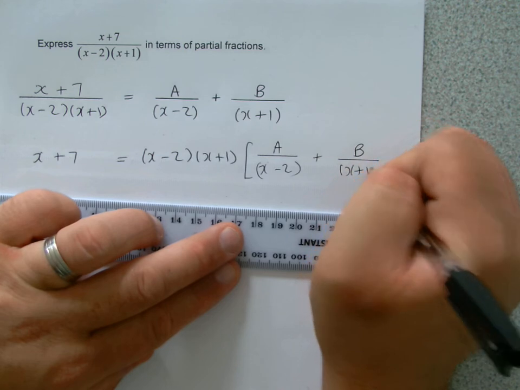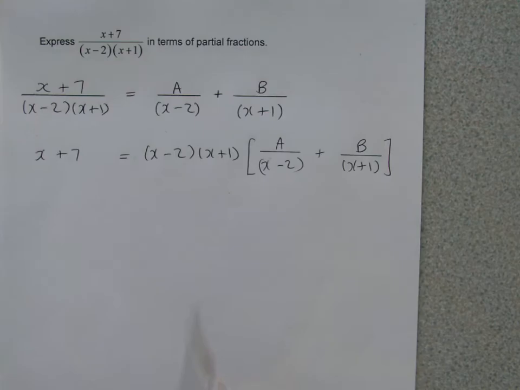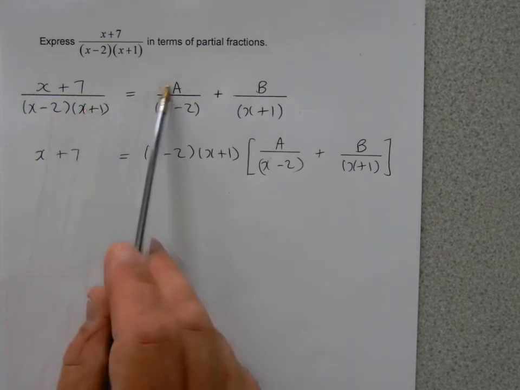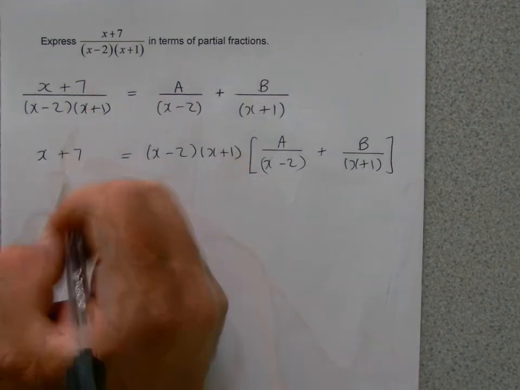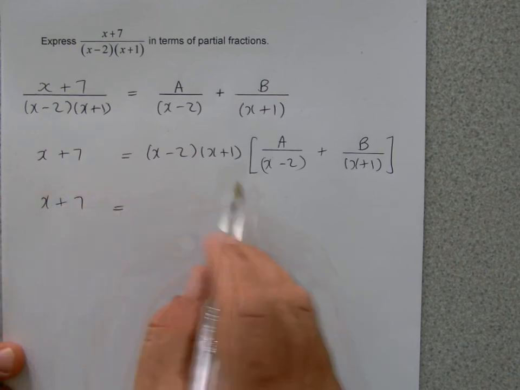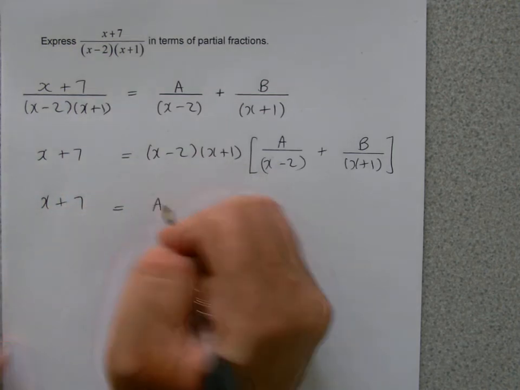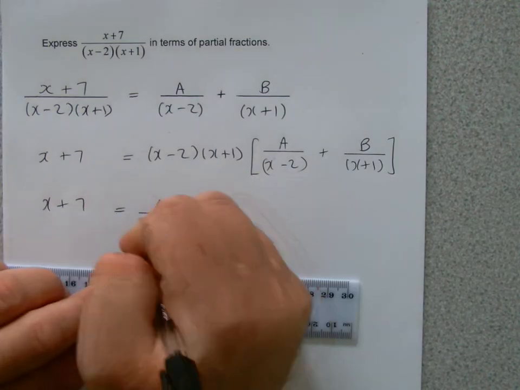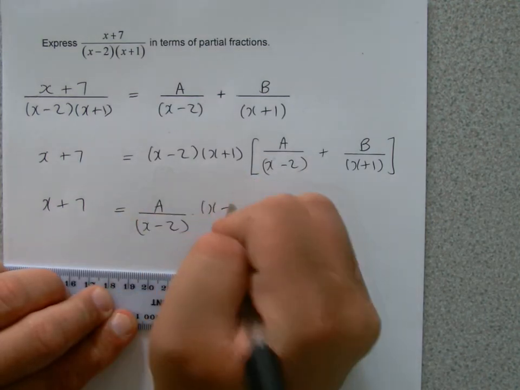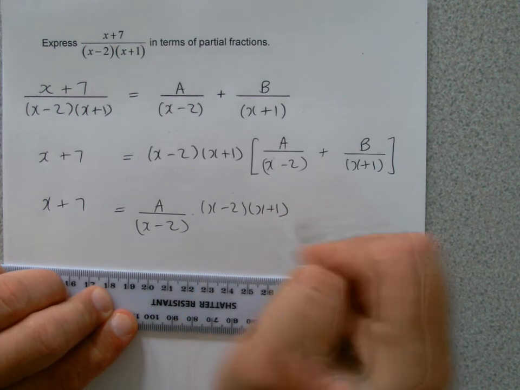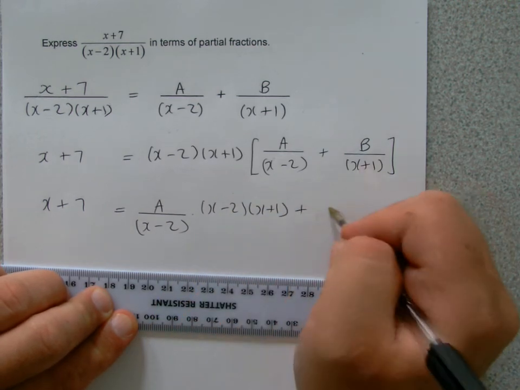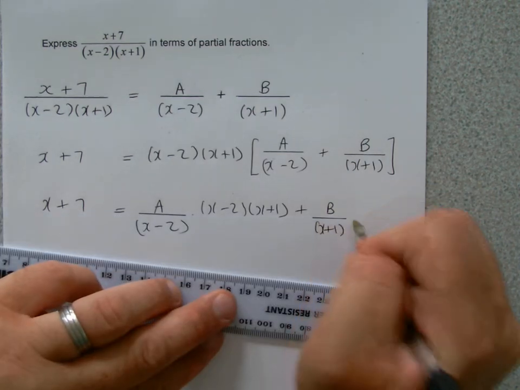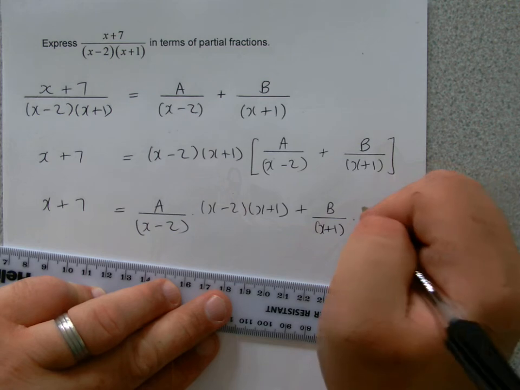plus B over x plus 1. So simple algebra, all I've done is take this over to the other side and multiply. So I'm going to multiply through, so I have x plus 7. If I multiply through the first term, I have A over x minus 2, multiplied by x minus 2, x plus 1, plus then the second term, B over x plus 1, multiplied then by all of this here.